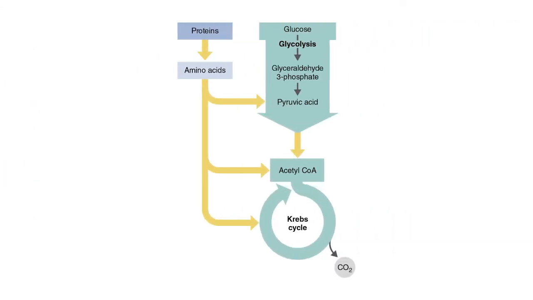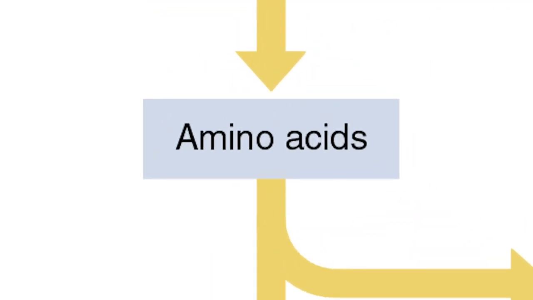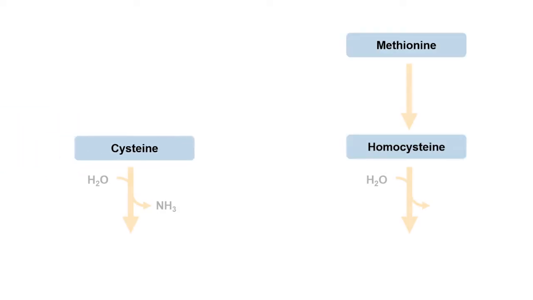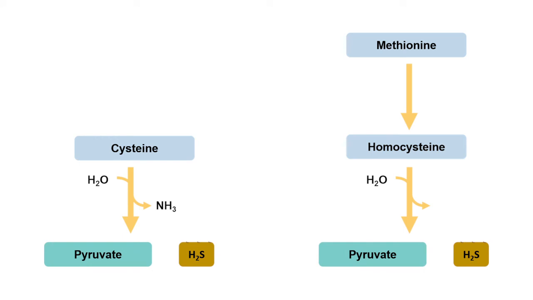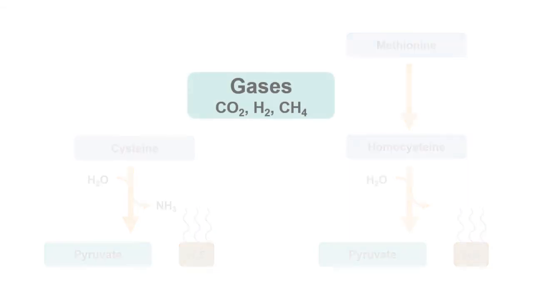The amino acids of proteins also serve as metabolic substrates for gut bacteria, feeding into multiple points along cellular respiration. In one such pathway, the sulfur-containing amino acids cysteine and methionine are converted to pyruvate. In the process, hydrogen sulfide gas is generated, which is why consumption of methionine and cysteine-rich eggs may result in foul-smelling flatulence. What is the fate of these intestinal gases?